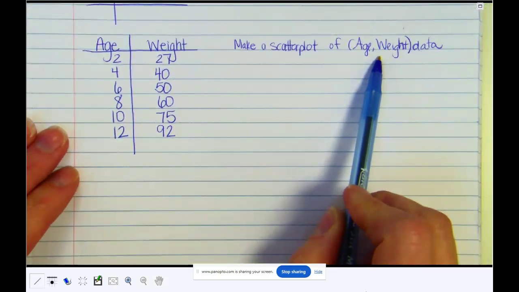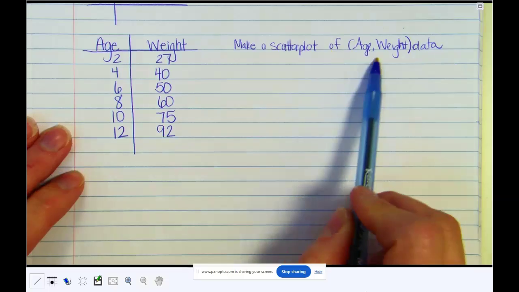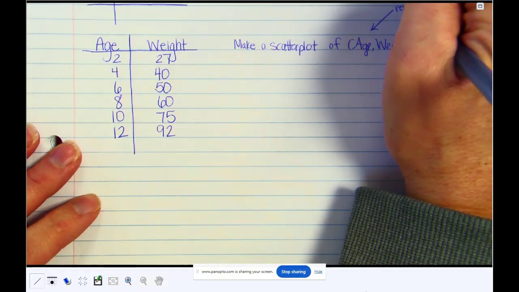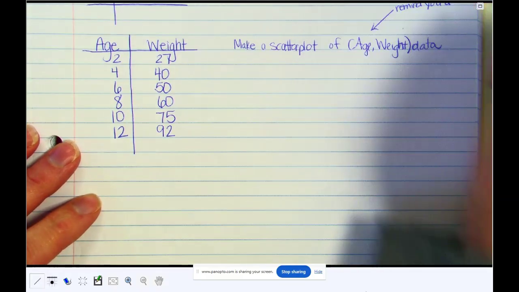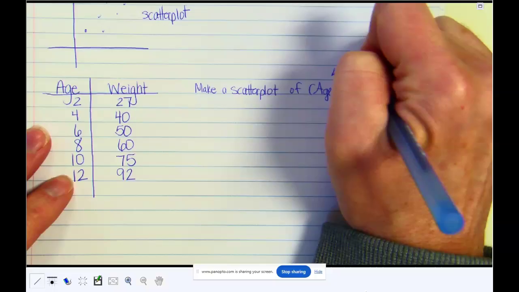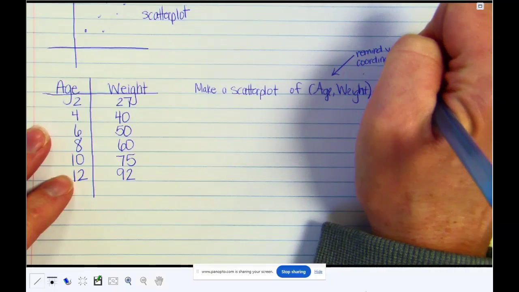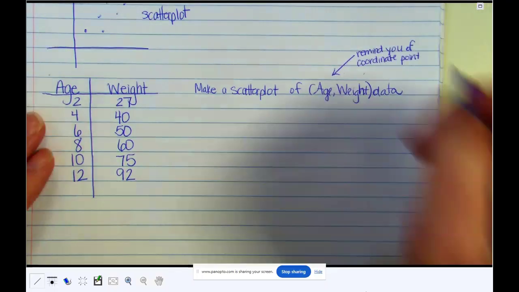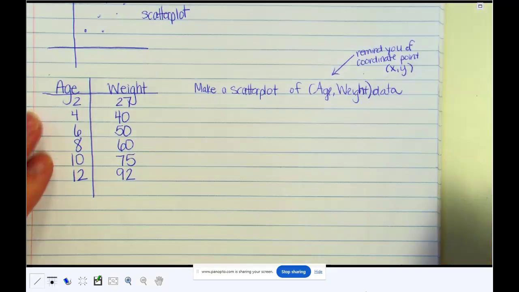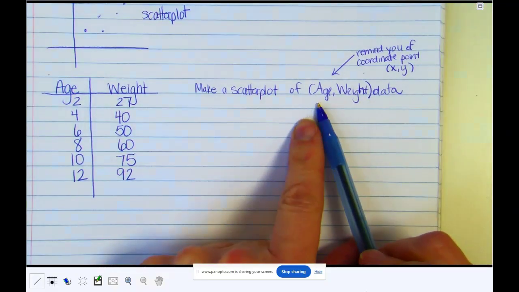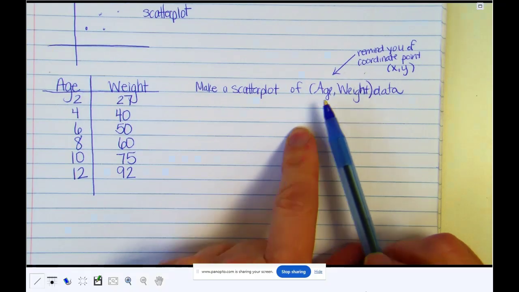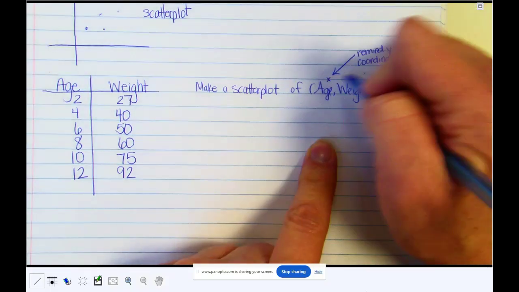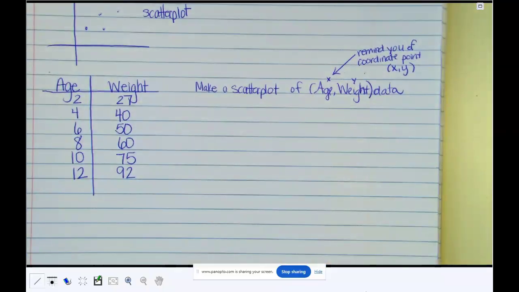Okay. When you see this right here, that's a little weird. Like, why do we have parentheses? What the heck? This is supposed to remind you of a coordinate point. And in a coordinate point, what comes first? X comma Y. So what this tells you is what is X and what is Y. Age is your X and weight is your Y. So when you see something like that, it helps you know what is X and what is Y.